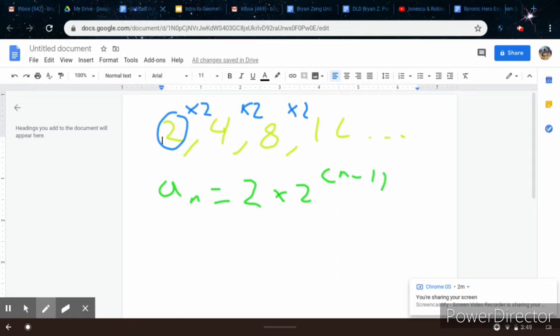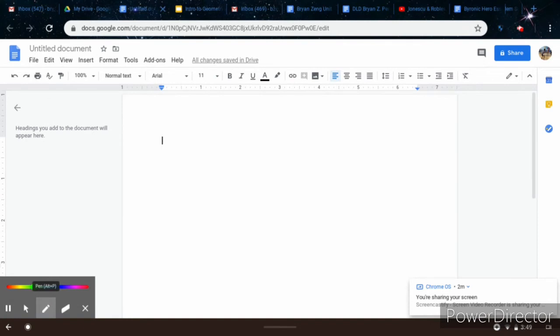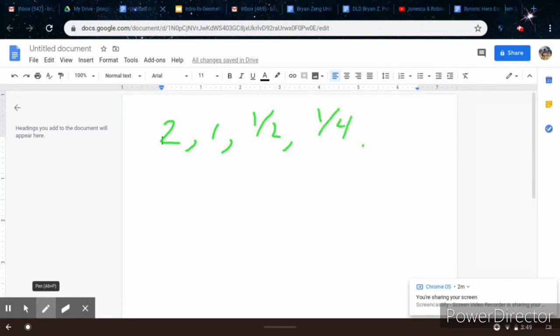That's one type, where the sequence is increasing, or multiplying. Another type of geometric sequence is where you're dividing, or going down. In this case, let's start with 2 again. But now, let's say I want to divide by 2 every single time. So I'm going to have 2, 1, 1/2, 1/4, 1/8, and so on. Our first term is still 2, but now to get from one term to another, we're dividing by 2 this time. Not multiplying, we're dividing by 2.